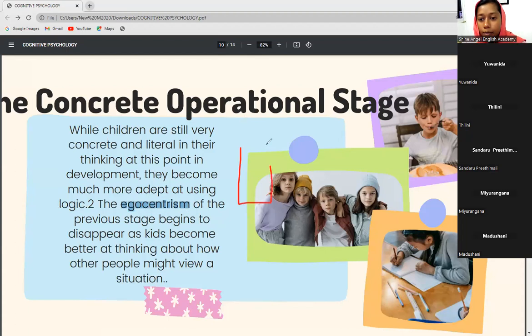If you give the same glass, now the child knows that even though the glass is tall or short, they are the same amount. That is why we say the logical thinking improves at this stage.